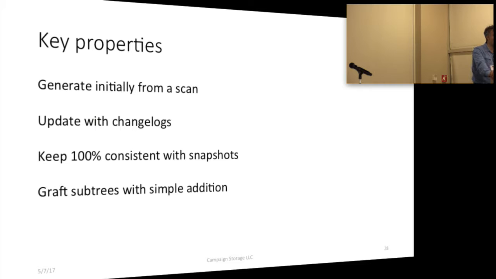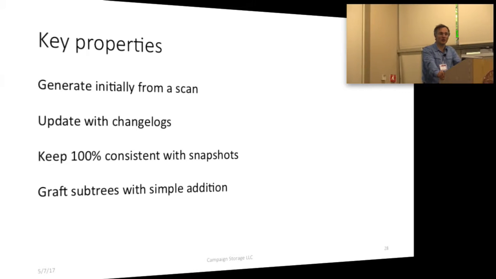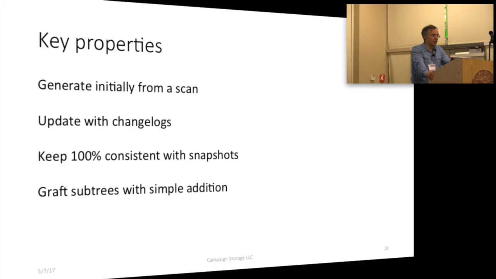To do some analytics, the key properties of this system are that you generate it initially from a scan. So you want to start early on so that you don't have so much to scan. Then you update it with change logs. You have to be careful. You have to design your histogram in such a way that you can apply the change log to it and update it. If you put information in it that is too general, you will not be able to do that. But there are a lot of cases for which you can do that very easily.